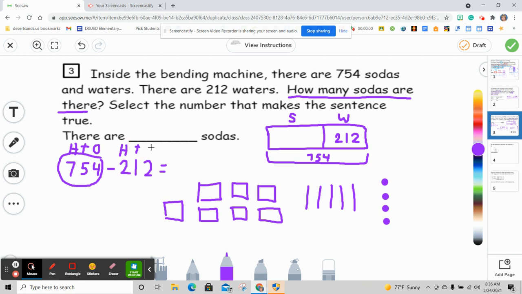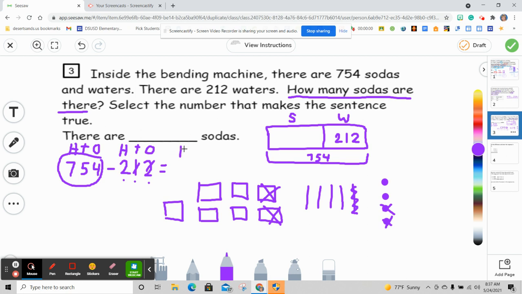And I want to start always from the ones place, just in case I need to regroup. So I need to take away 2 ones. So I go to the ones place and I have 4, so I don't have to regroup. I have enough, so I'm going to cross out 2 and I'm good. Then I go to the tens place and I see I have 110 that I need to take away. And I have 5, so I don't have to regroup. I just cross one of the tens off. And then I go to the hundreds place, sorry, and I take away 200. So I'm going to take away 100, 200.